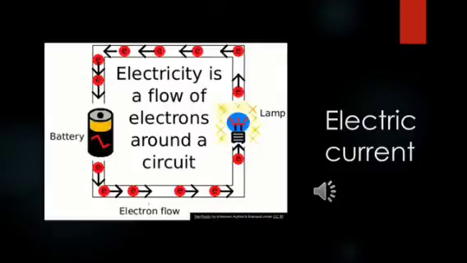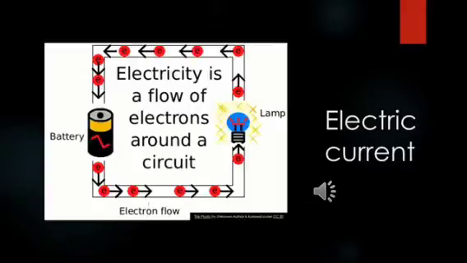So here what we can define is, what is electric current? It is the flow of electricity through conductors. Conductors, you know, are those substances which allow current to flow through them. So electricity is very important. And how do we define electricity?